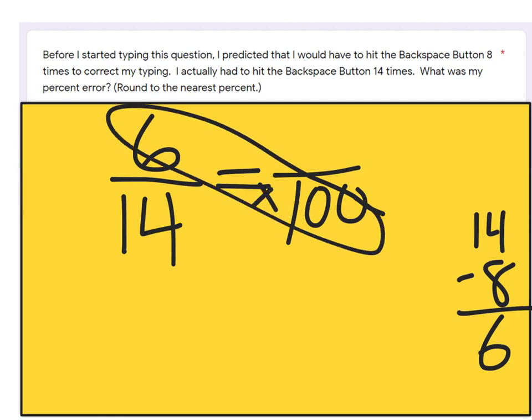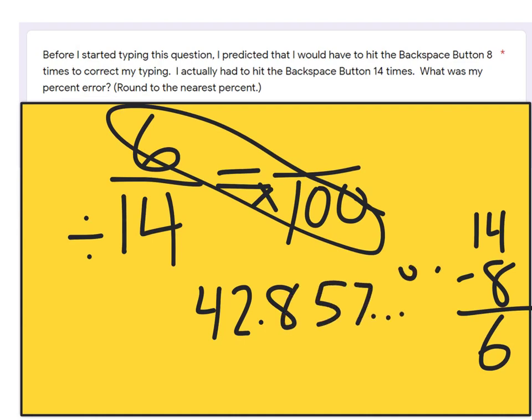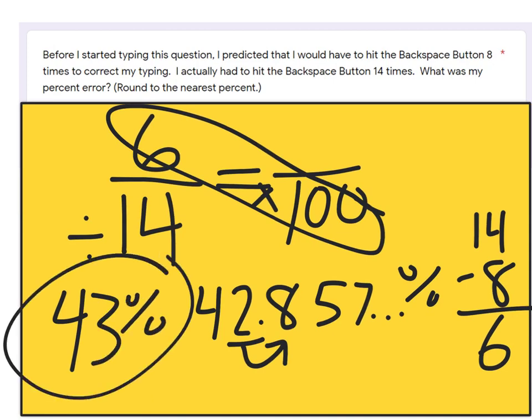Multiply the diagonals, divide by the other one, you get 42.857, ugly like I said, percent. And it says round to the nearest percent, so there's the nearest percent. That 8 makes it go up to 43, and so I erred by 43%.